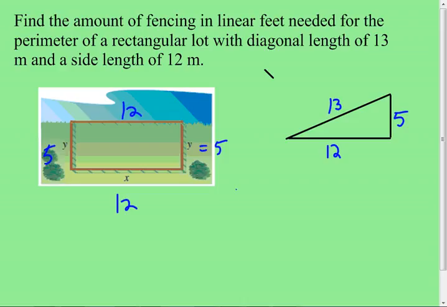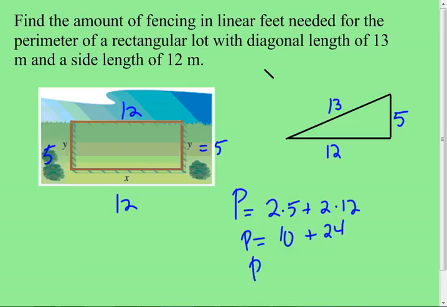So what's the perimeter? Gotta answer the question. So it's 2 times 5 plus 2 times 12. 10 plus 24. 34 meters. That's right. Is it meters? Yes. Okay.